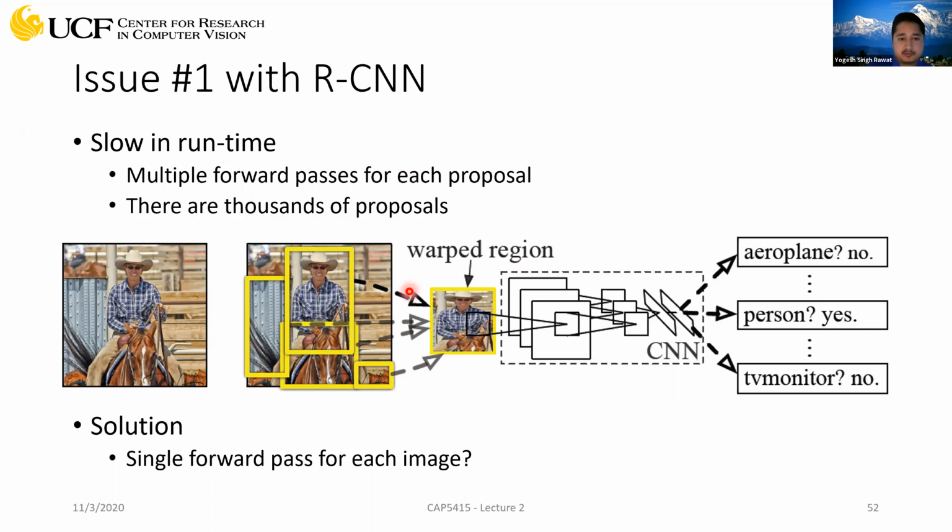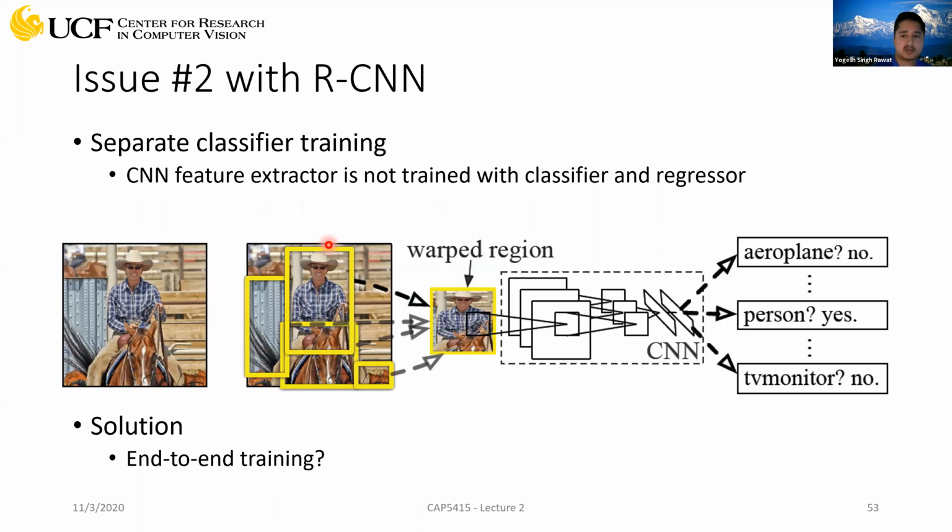All right. So a solution is, instead of passing these proposals 2000 times into the CNN architecture to extract the features, can we just use a single forward pass? Okay, so that's the idea. And that way, if we do that, it's roughly reducing your computation cost by a factor of 2000, right? You don't have to do that for all the proposals. So that's issue number one.